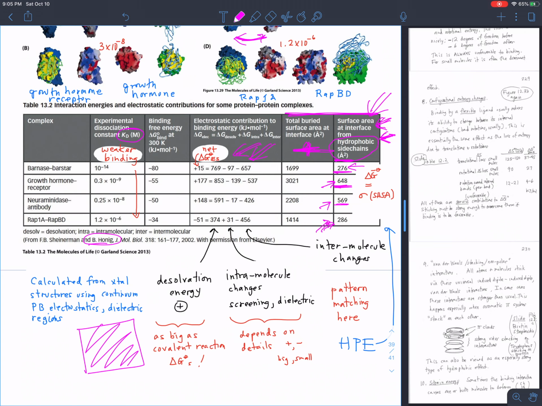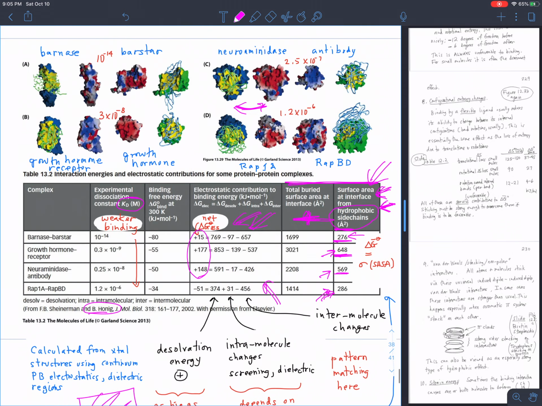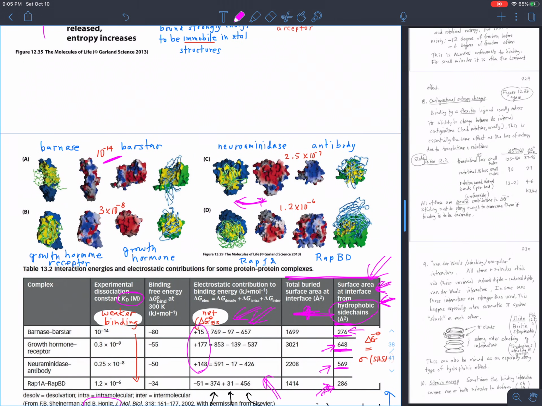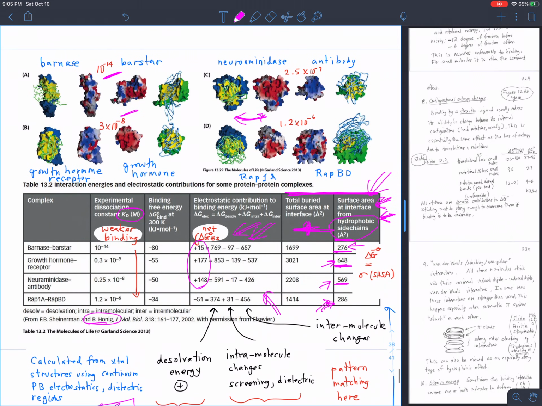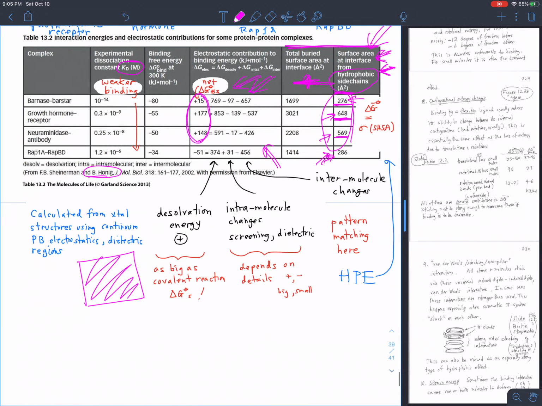And on the other hand, if you look at the electrostatic contributions, we did this before, the electrostatic contributions are even unfavorable in 3 of the 4 cases, despite the fact that these are very strong binding constants. So the binding constant is not explained by these electrostatic interactions, and very likely it is explained by these very large hydrophobic surface areas that are buried.